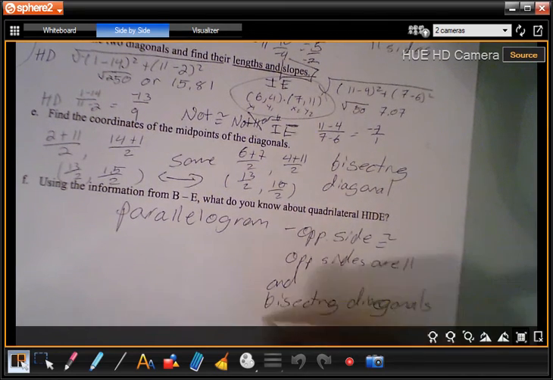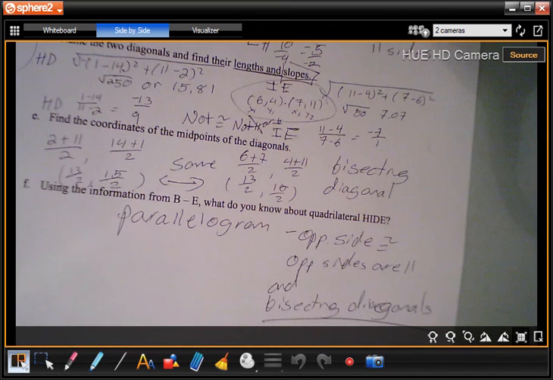And this is how we do properties of quadrilaterals.